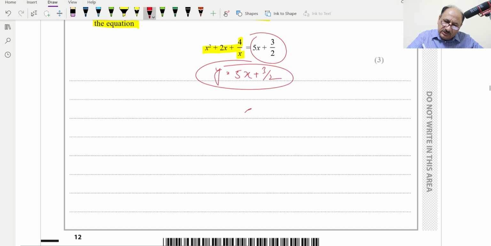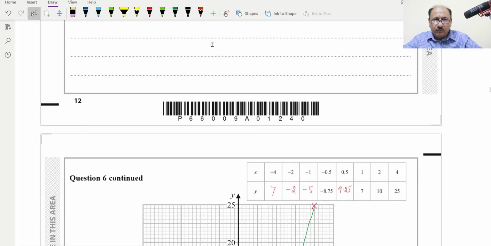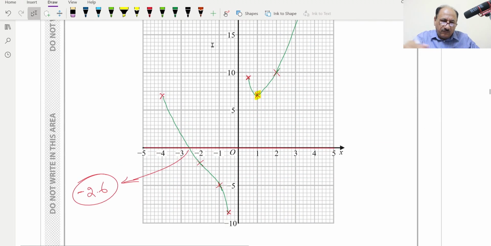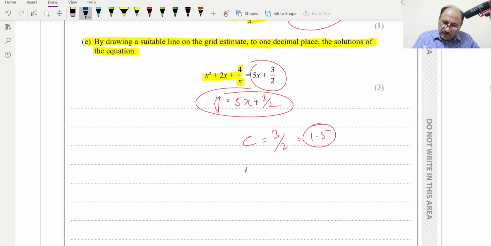The y-intercept c value is what? C value is 3 by 2, which is 1.5. So this line is passing through 1.5. This is 1 point which we got from here. 1.5 is which point? 1 is over here, and 1.5 is this one. So the straight line is passing through this. And next, it's having a gradient of 5. So this is the gradient, which is m value equal to 5.